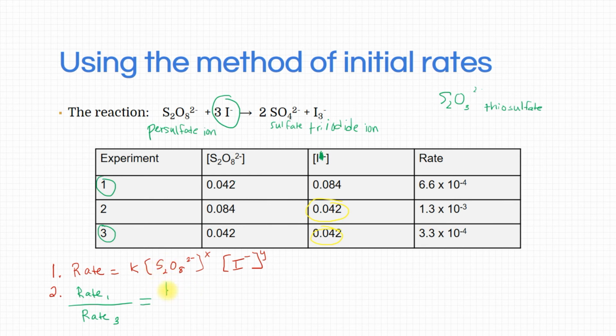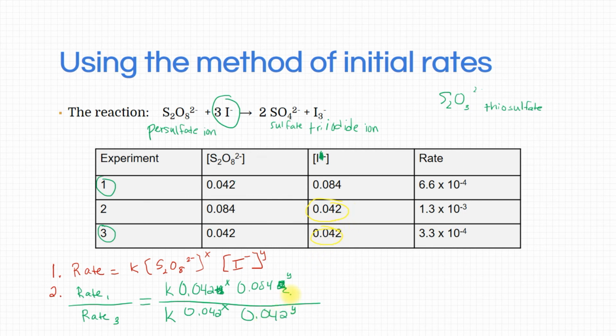And so we're going to write the same thing, K. This time I'm going to substitute the actual molarity. So S2O8 is 0.042 molar, and that's raised to the X. I minus is 0.084 molar, and that's raised to the Y. Then on the bottom we do the same thing, but for rate 3. I'm going to stop writing the units, so you aren't confused by them, and ignore molarity for a minute. So X is on the top, and then we have 0.042 molar for our I minus concentration here.